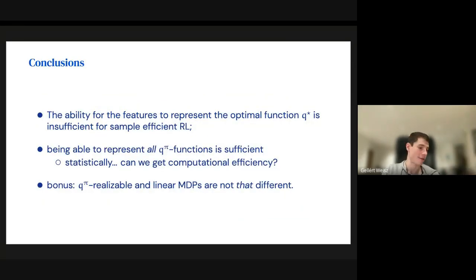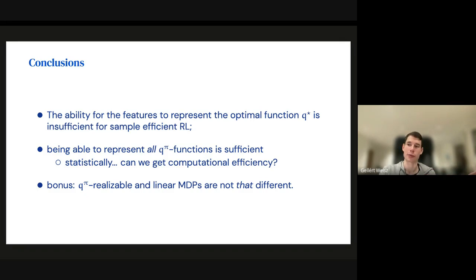So just to sum everything up, what we knew already before this is that the ability of the features to represent the optimal action value function Q star is insufficient statistically for sample-efficient RL. But what we know now is that being able to represent all qπ functions is sufficient, at least statistically. We don't know if we can make it computationally efficient, but statistically it is efficient. And it is efficient in the sense that it is a polynomial, not necessarily a great polynomial. I do believe that improvements could be made on the exact polynomial.